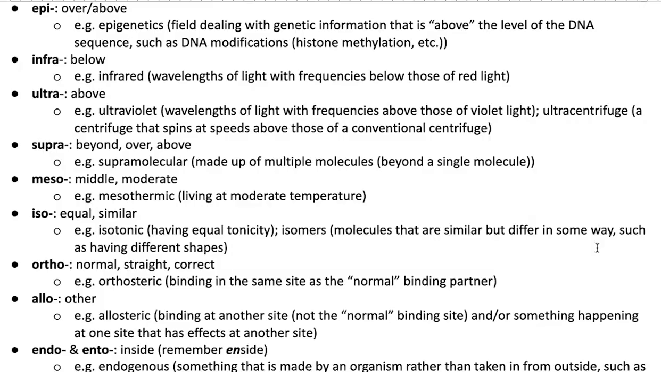And the opposite way, we've got infra. So infra means below. So if you're talking about infrared, that would be wavelengths of light with frequencies below those of red light. And if you're talking about ultra, that's above. So ultraviolet, so wavelengths of light with frequencies above those of violet light. You see ultracentrifuge, so that's a centrifuge that spins at speeds above those of a normal centrifuge.